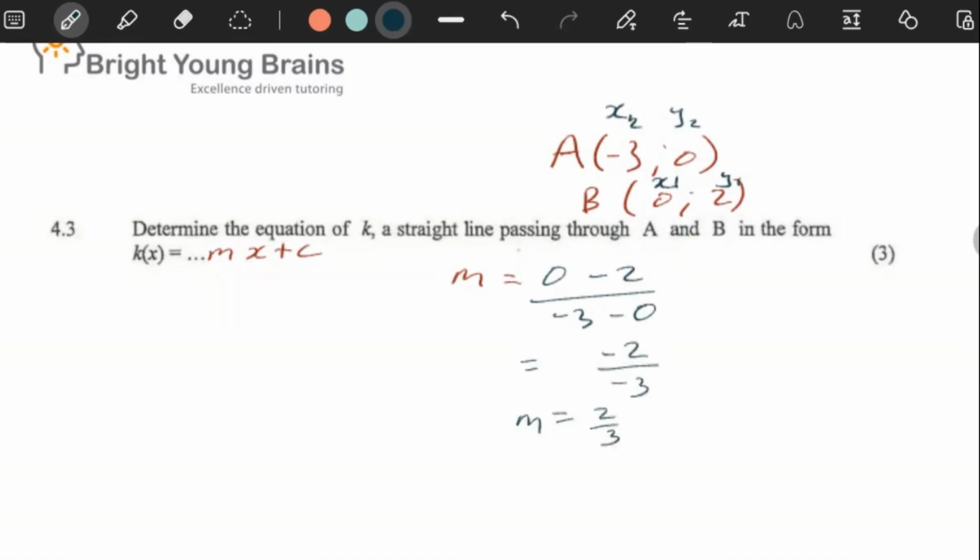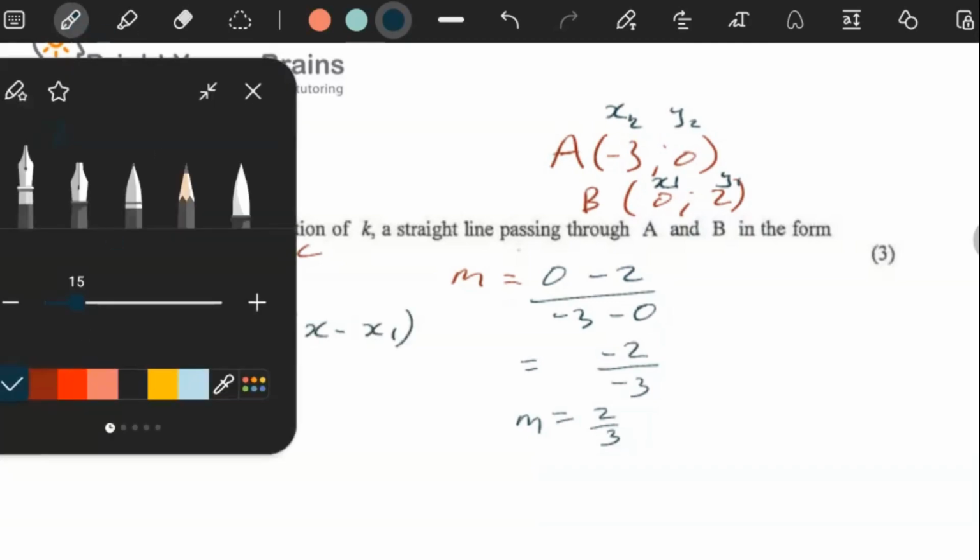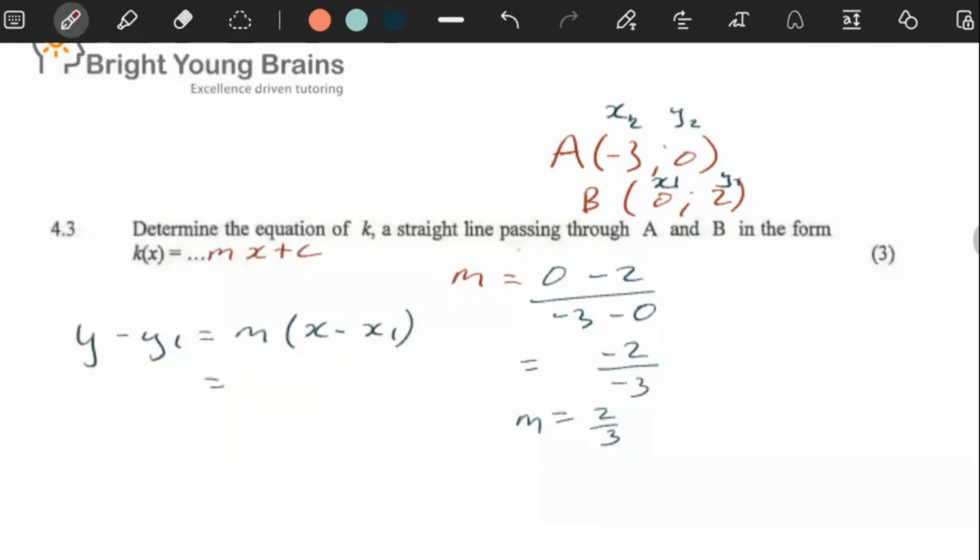And then in this situation, we can use this formula: y minus y1 is equal to m(x minus x1). Now this formula allows you to immediately get the full equation of your graph if you have the coordinate that the graph passes through. Our gradient is 2 over 3. x remains x. For x1 we can use the 0 over here. For y1 we can use the 2 over there.